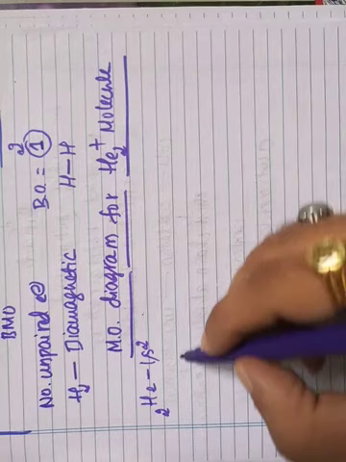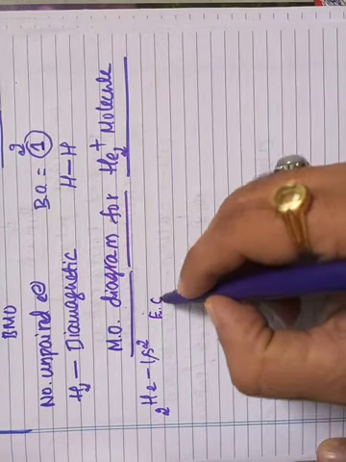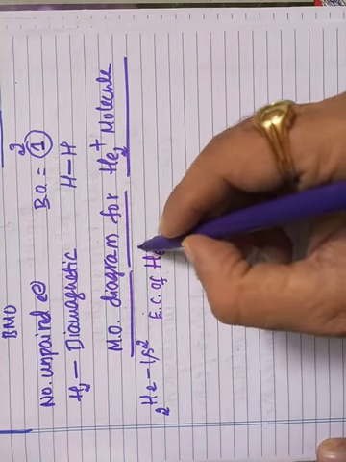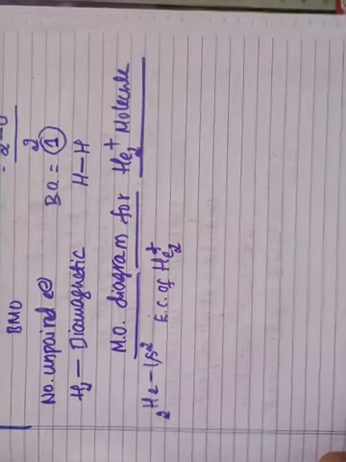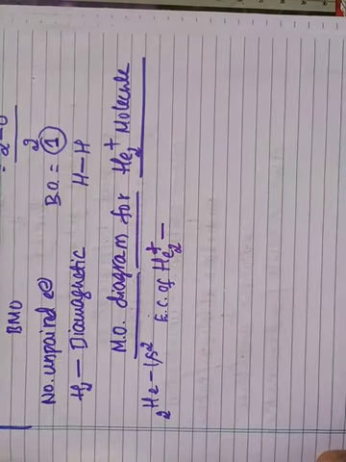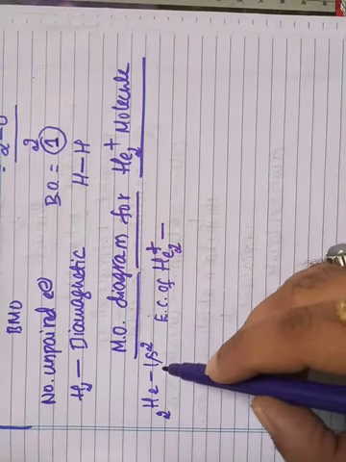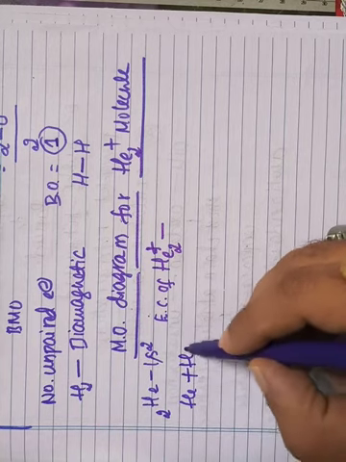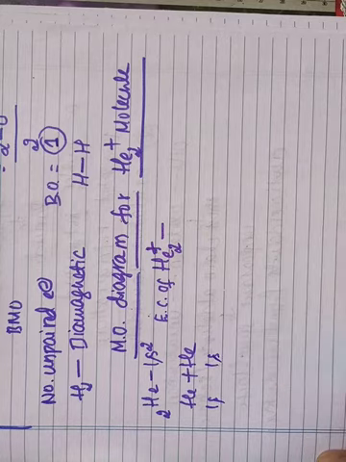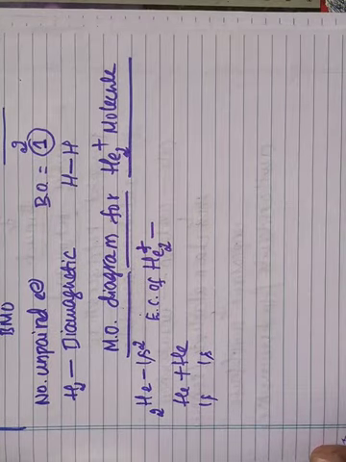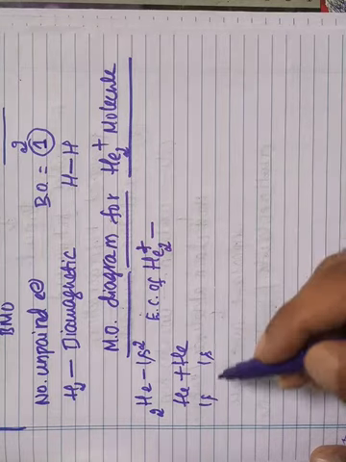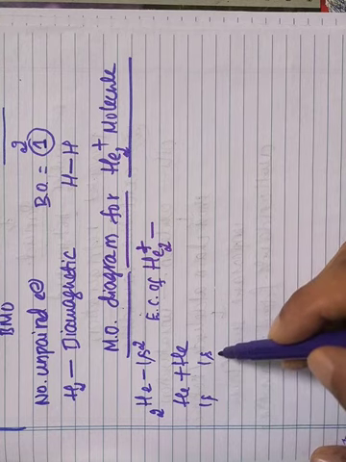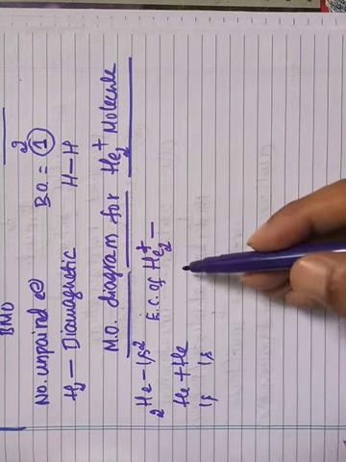Okay, so now let us write the electronic configuration of the He2 plus ion. In two He atoms, the 1s atomic orbitals will combine. As in the case of the hydrogen molecule, in the case of helium also, the two 1s atomic orbitals of the helium atoms combine to form the He2 plus ion.